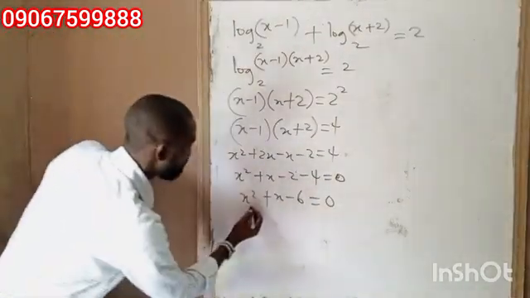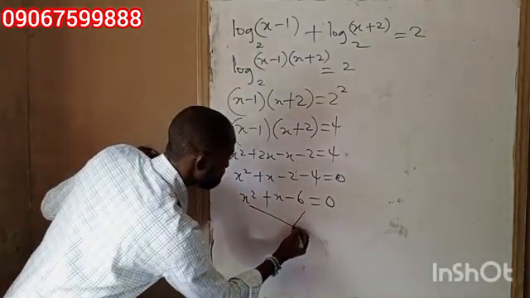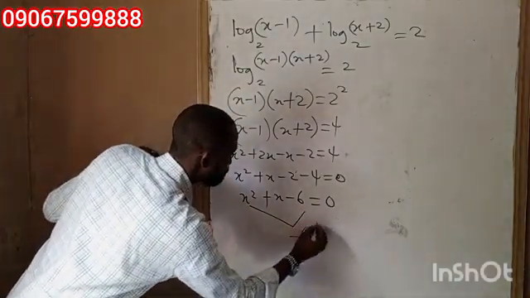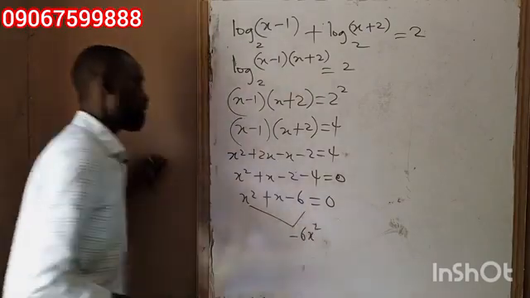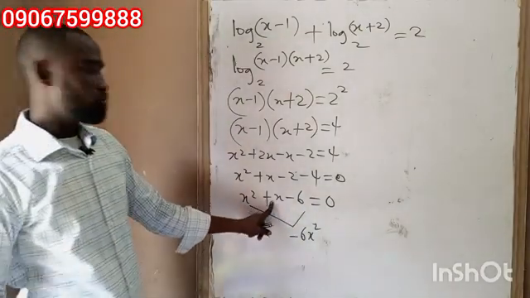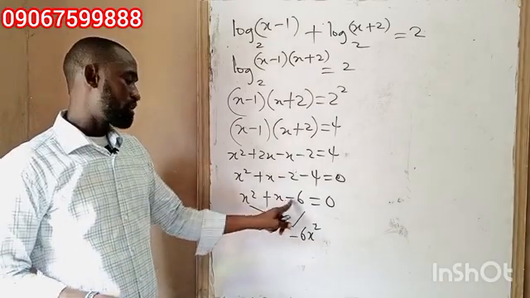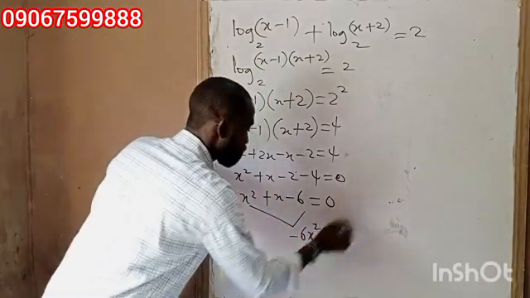So multiply this one by this. That will be minus 6x squared. So find the factors of this one that will give us, when we add, plus 1, and when we multiply, minus 6. This one will come here. This one will come here.